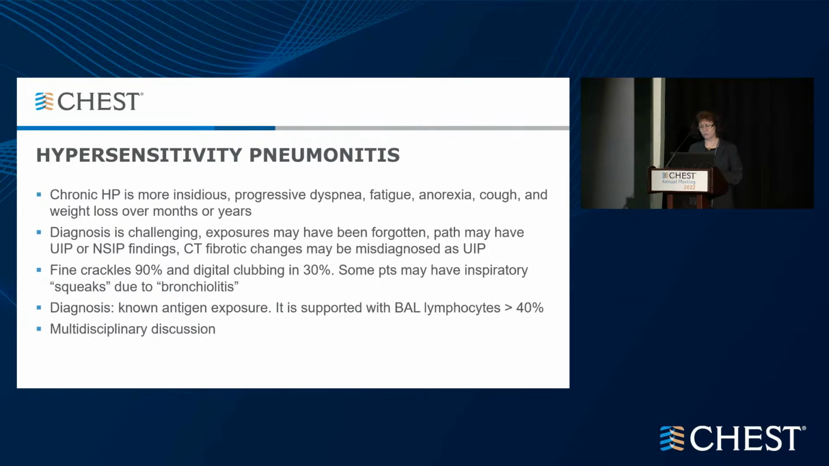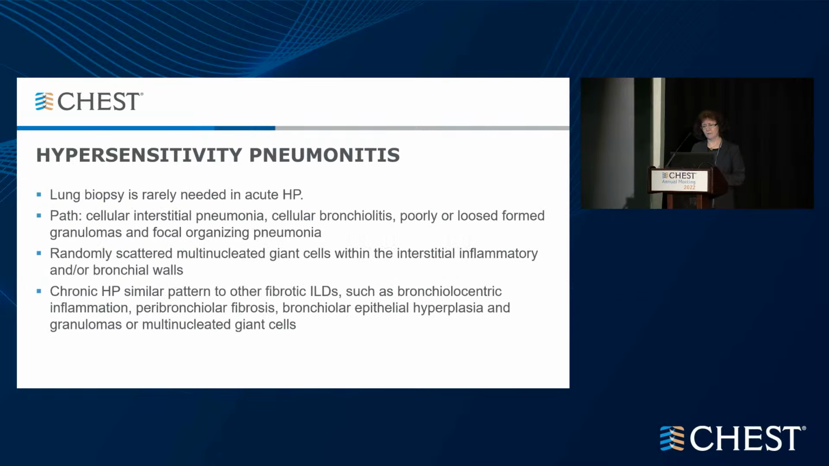So a good history is needed; many patients don't remember the exposures, but you need a good thoracic radiologist to help you make the diagnosis. Lymphocytosis is common. In acute HP, biopsy may not be necessary. Pathology usually shows cellular interstitial pneumonia, cellular bronchiolitis, poorly or loosely formed granulomas, and some degree of organizing pneumonia. They can have some multinucleated giant cells. And in chronic HP, they have a little bit more fibrotic changes.